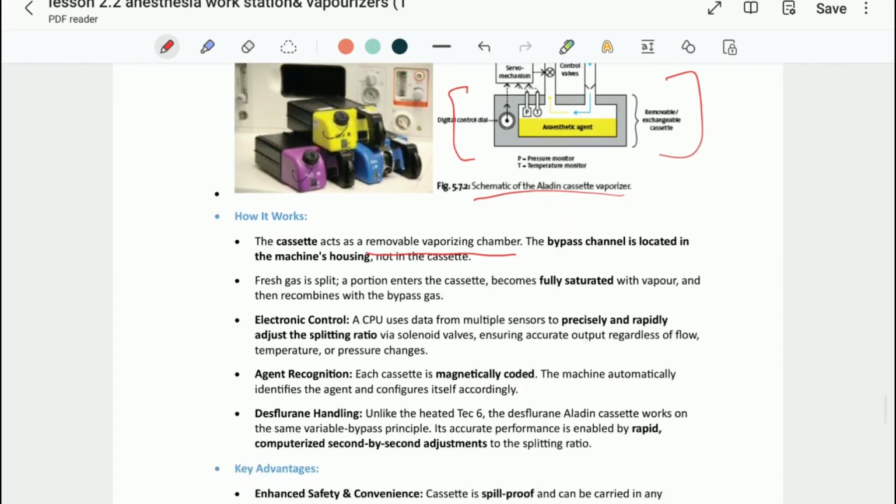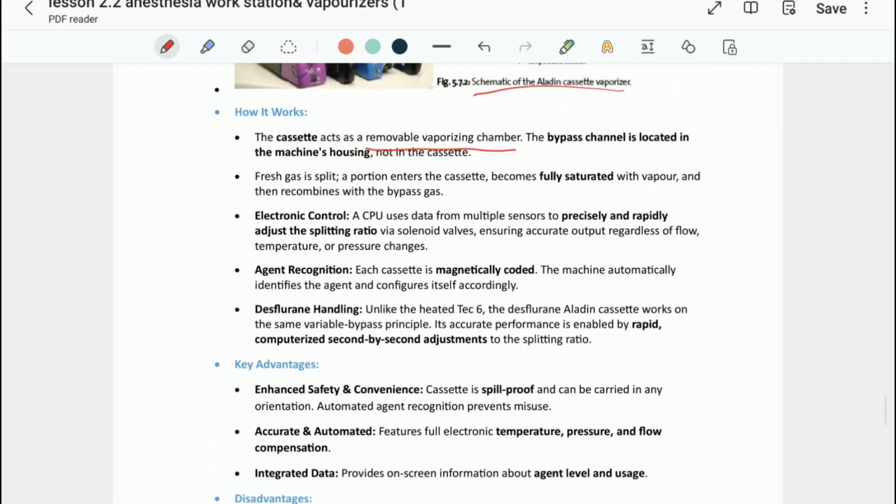A CPU uses data from multiple sensors to precisely and rapidly adjust the splitting ratio via solenoid valves, ensuring accurate output regardless of the flow, temperature, or pressure changes. And each cassette is magnetically coded. The machine automatically identifies the agent and configures itself accordingly. Unlike the heated Tec 6 desflurane vaporizer, the desflurane Aladdin cassette works on the same variable bypass principle. Its accurate performance is enabled by rapid computerized second-by-second adjustment to the splitting ratio.